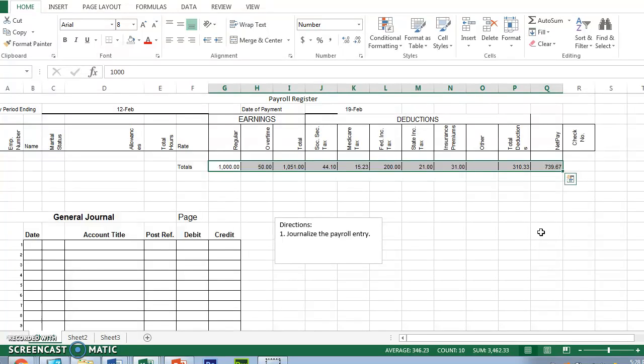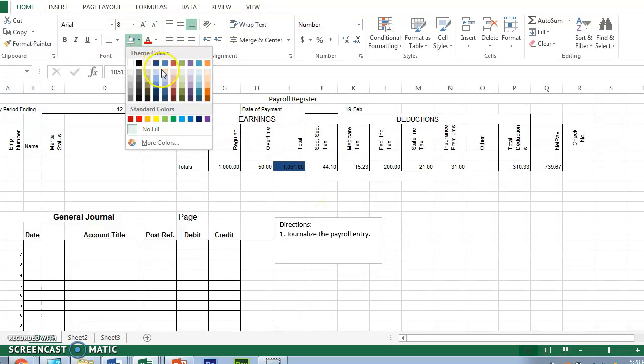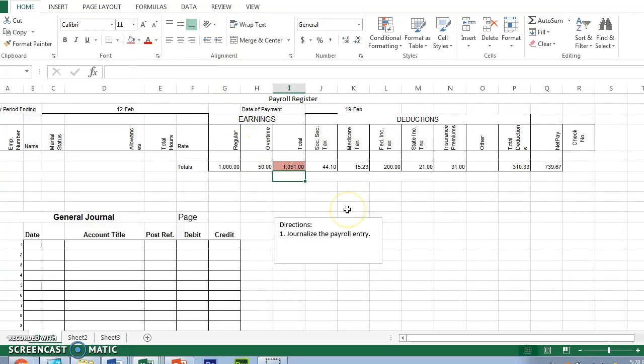So the first thing we're going to do is look at what these totals mean. The 1,000 plus the 50 gives us our gross earnings. For our gross earnings, we're going to consider that to be our salaries expense. So that's what it costs you in salaries.